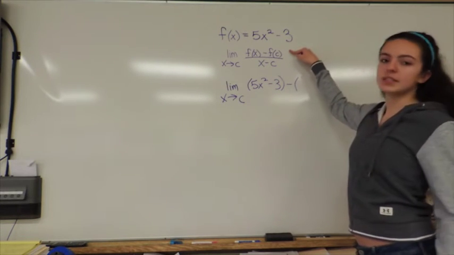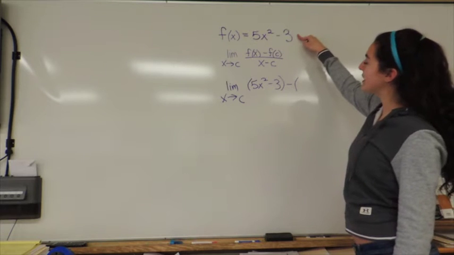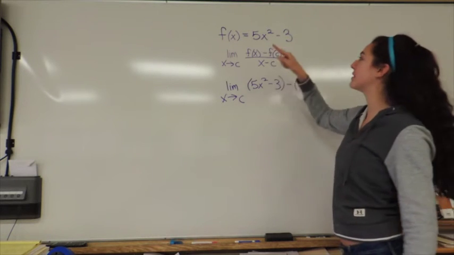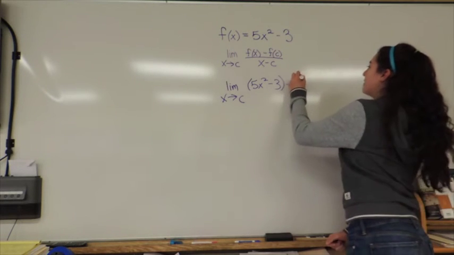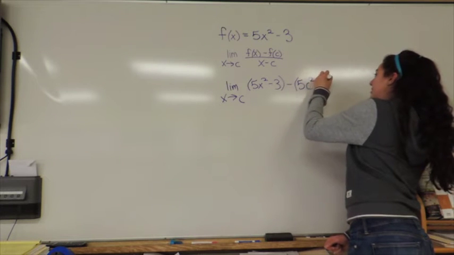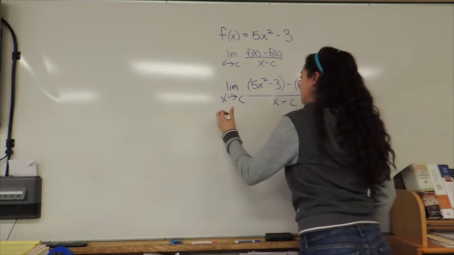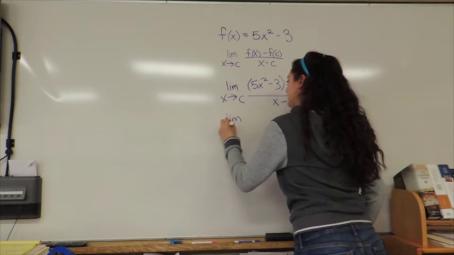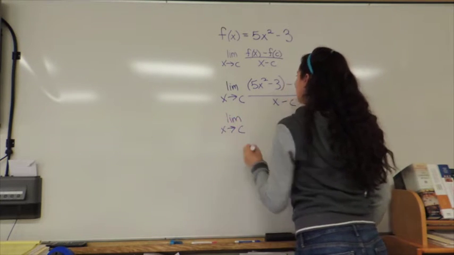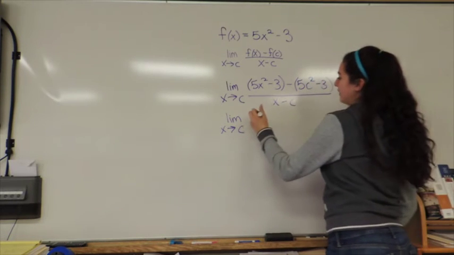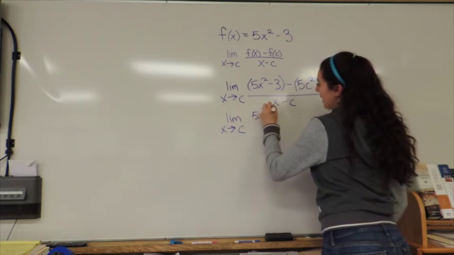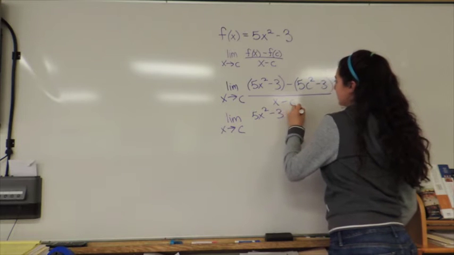And basically, f of c is going to be exactly the same as this equation, except instead of x being your input, c is your input. So that would just be 5c squared minus 3. And that's going to be all over x minus c. And then you can distribute the negative here, and you're going to end up with 5x squared minus 3 minus 5c squared.